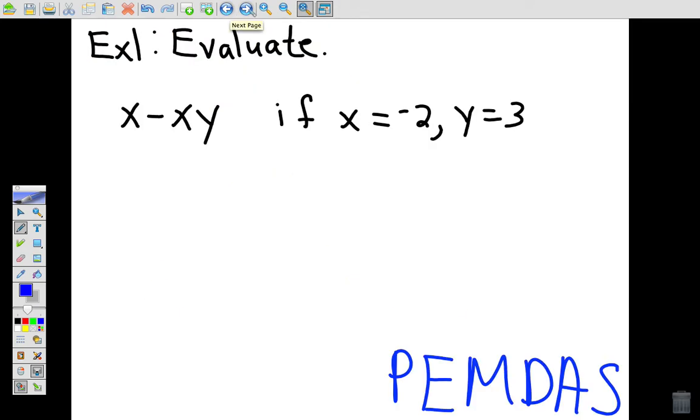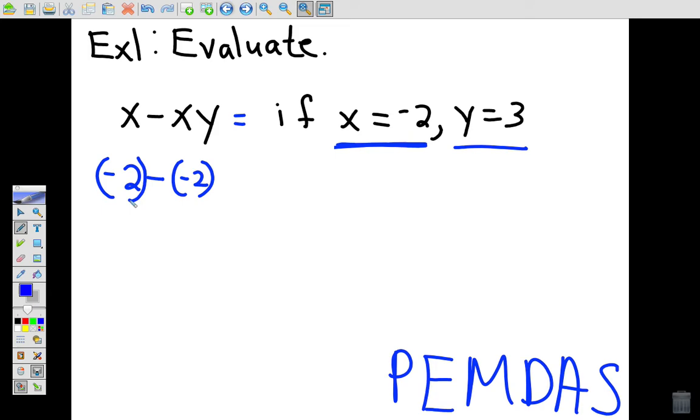It says evaluate. So we're going to take x minus xy, and we're going to evaluate that. Now all we do is they're telling us what x is equal to in this problem. It's a -2. And we know y equals 3. So the very first thing we want to do is to place a -2 in for x. So wherever we see an x, we're going to put a -2 in for it. And notice that I put parentheses around the second -2 just to emphasize that it is a -2. I could even put parentheses around that first one if we wanted to.